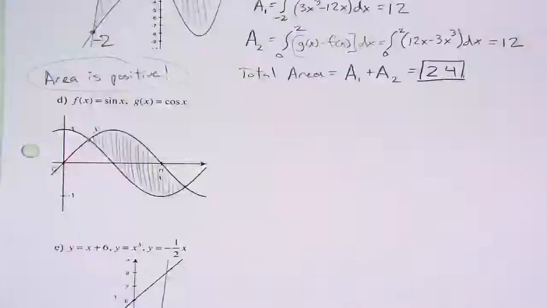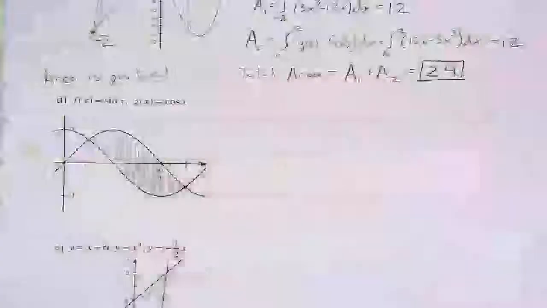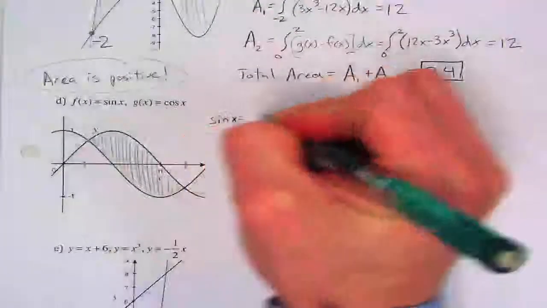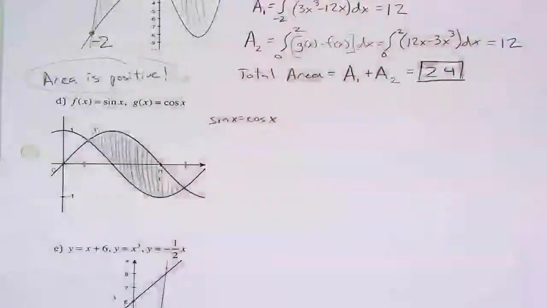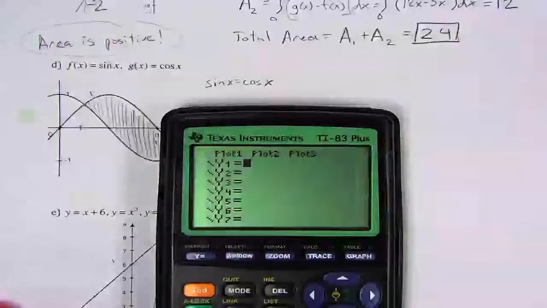So to be able to find this, we need to get our x coordinates. And so we're going to just say, where does sine x equal cosine x? Go to your calculator. That would be a good place to go. 0.75 and 3.9. Okay, and how did you get those? By putting them in and then finding the intercept. So you graphed them? Yep. Okay. You need to be more precise.